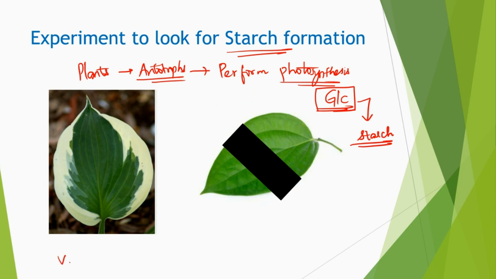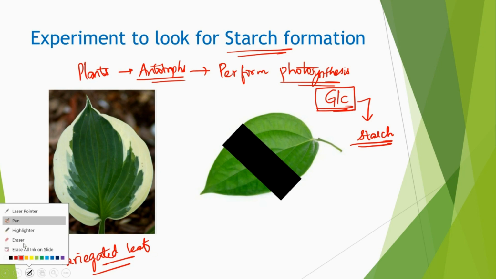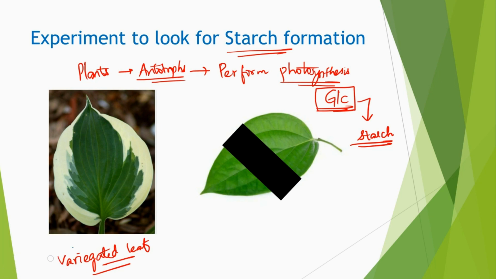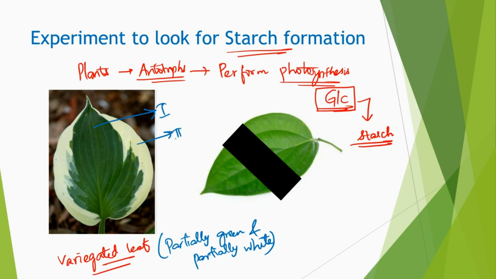The first one was done with a variegated leaf. What is meant by a variegated leaf? It means a leaf which is partially green and partially white. As you can see in this picture, there are two regions: this region is green and this region is white in color.